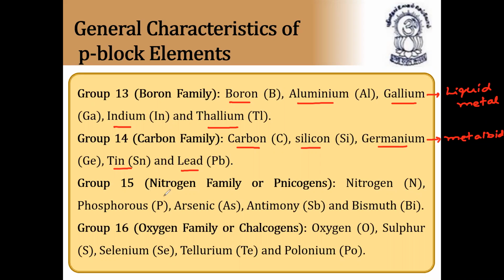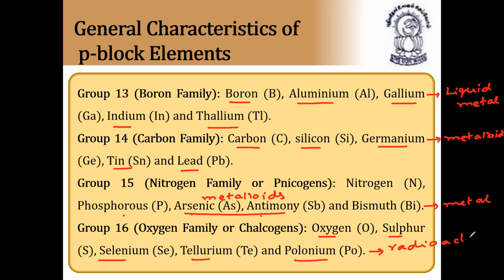In the 15th group we have the nitrogen family: nitrogen, phosphorus, arsenic, antimony, and bismuth. Bismuth is a metal. Arsenic and antimony are metalloids, whereas nitrogen and phosphorus are non-metals. In the 16th group we have oxygen, sulfur, selenium, tellurium, and polonium. Polonium is a radioactive metal.